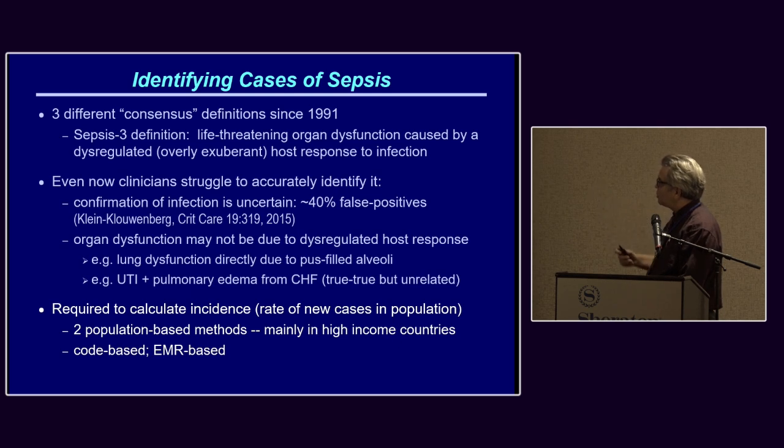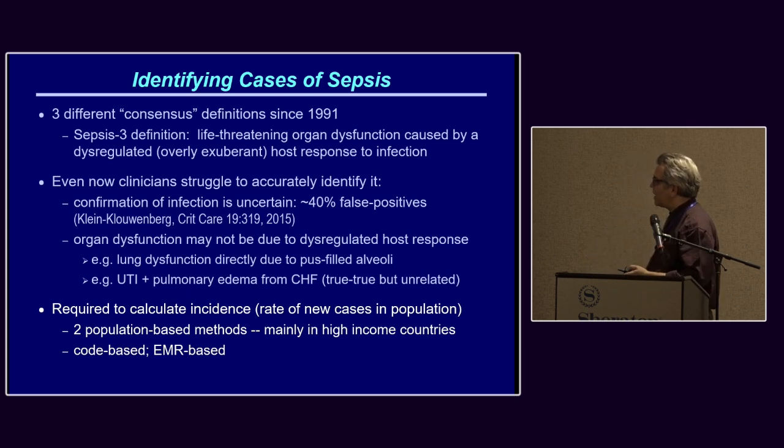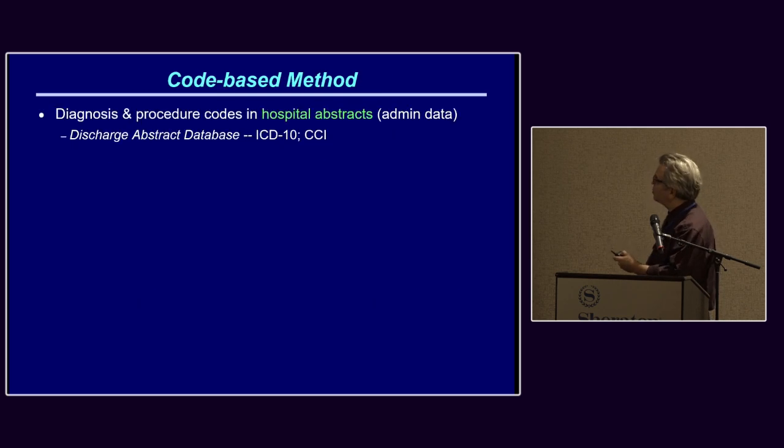These approaches are required to calculate the incidence. If we want to know the global burden or the local burden of infection, we need to have this kind of information. There are currently 2 population-based methods, and mostly the data comes from high-income countries. So even these 2 methods, as imperfect as they are, really haven't been applied in poorer countries. To do population health, we need information from large populations, either regional or provincial or national. So there's the code-based approach and the electronic medical record-based approach. I'm going to talk about them each.